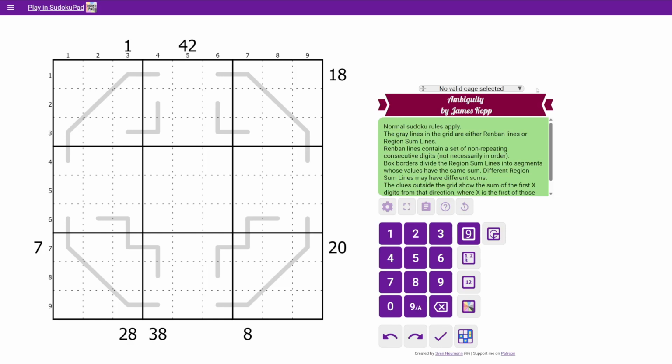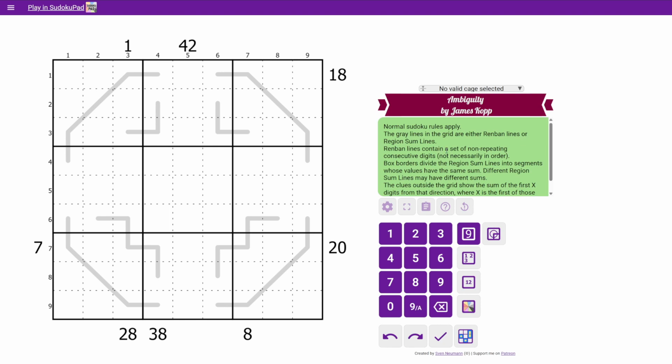Gonna check out a puzzle today called Ambiguity by James Kopp. Normal Sudoku rules apply. That's 1 to 9 in every column, row, and 3 by 3. The gray lines in the grid are either Rinban or region sum.